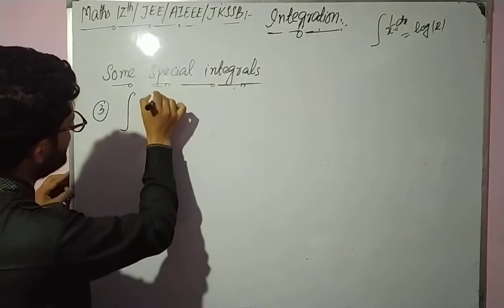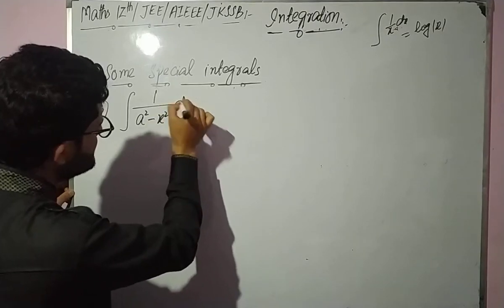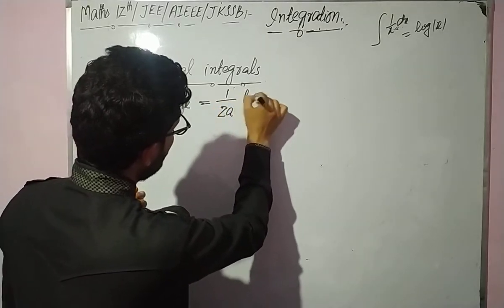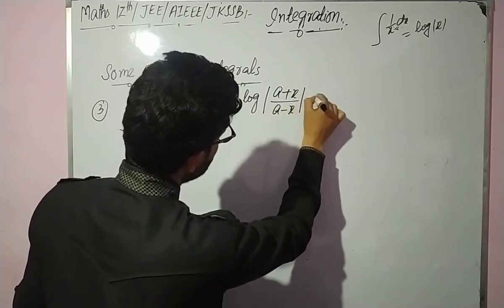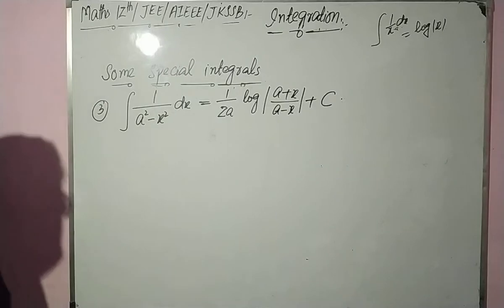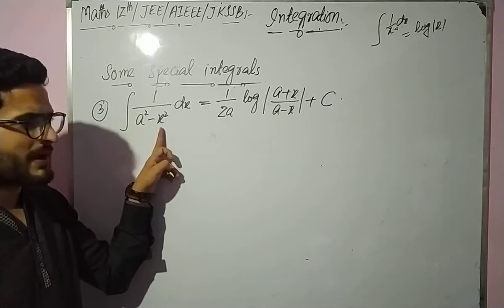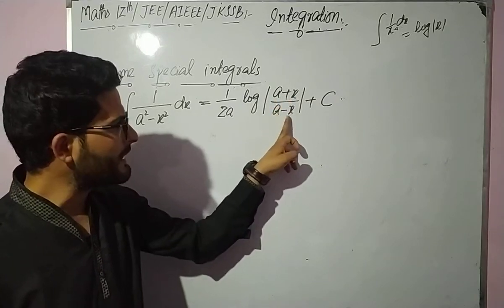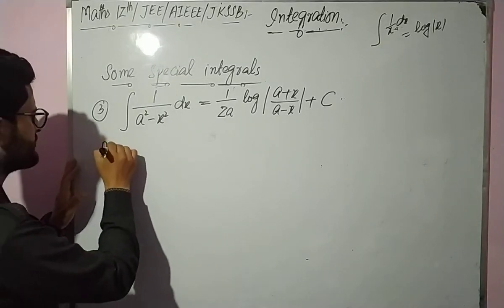The third special integral is that we have to prove that integration of 1 divided by a square minus x square dx is equal to 1 divided by 2a log of mod of a plus x divided by a minus x plus c. The third special integral that we are going to prove here is integration of 1 divided by a square minus x square dx, and that is directly equal to 1 by 2a log of mod of a plus x divided by a minus x plus c. Is that clear? So here lies the proof of this special integral.